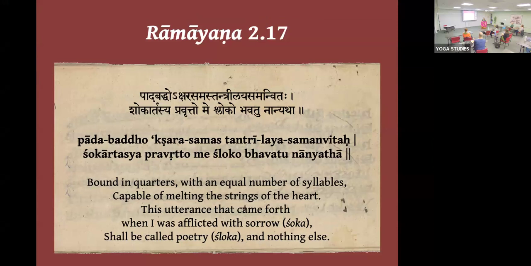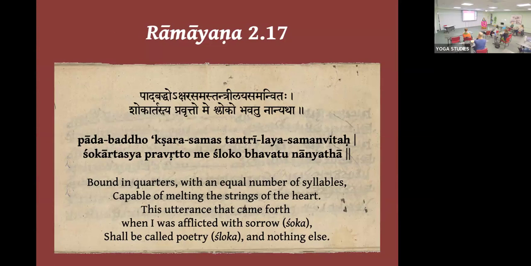And what does this mean, bound in quarters? Every single shloka verse has these 4 quarters. Each one has 8 syllables. So this one, for example: Padabadukshara samas, 8. Tantri laya samanvita, 8. Shokartasya pravritto me, 8. Shloko bhavatu nanyata, 8. And so most of the verses we will be looking at here tonight fit into this meter. And we'll talk about this in a few minutes, but there are other rules about how these verses work.